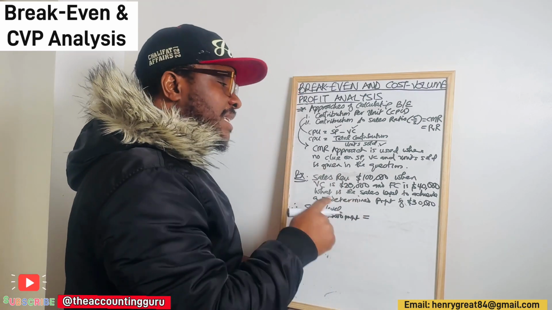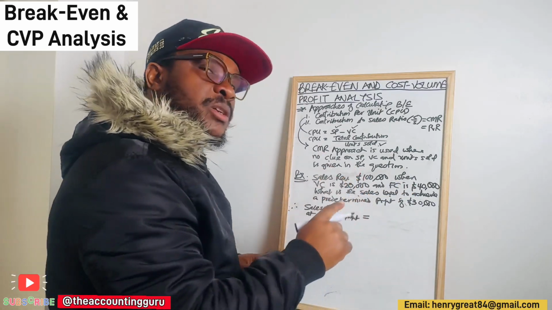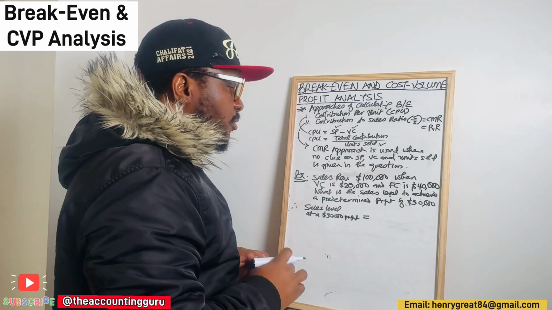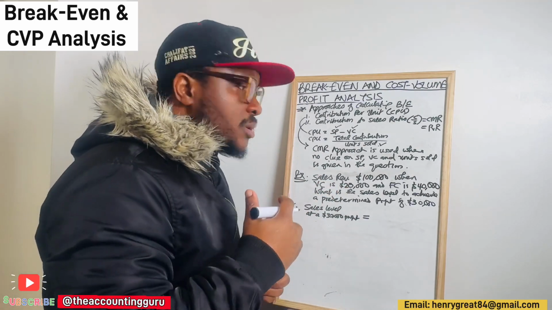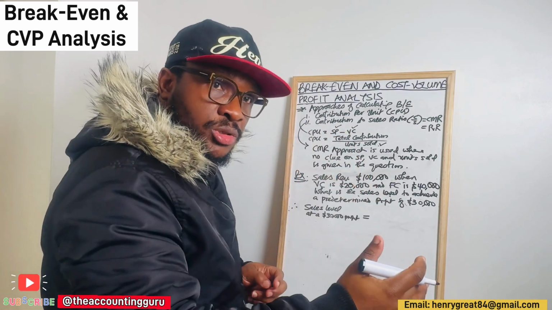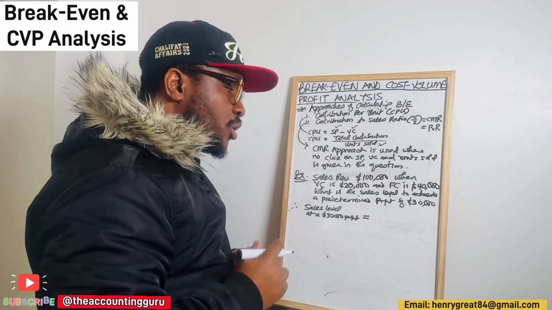Do not forget, in this example, is selling price per unit given? No. Is variable cost per unit given? No. Is unit sold given? No. No clue at all. Therefore, you are going to make use of the CMR approach, or contribution to sales ratio approach. You won't make use of the selling price per unit approach. How do you make use of this approach?